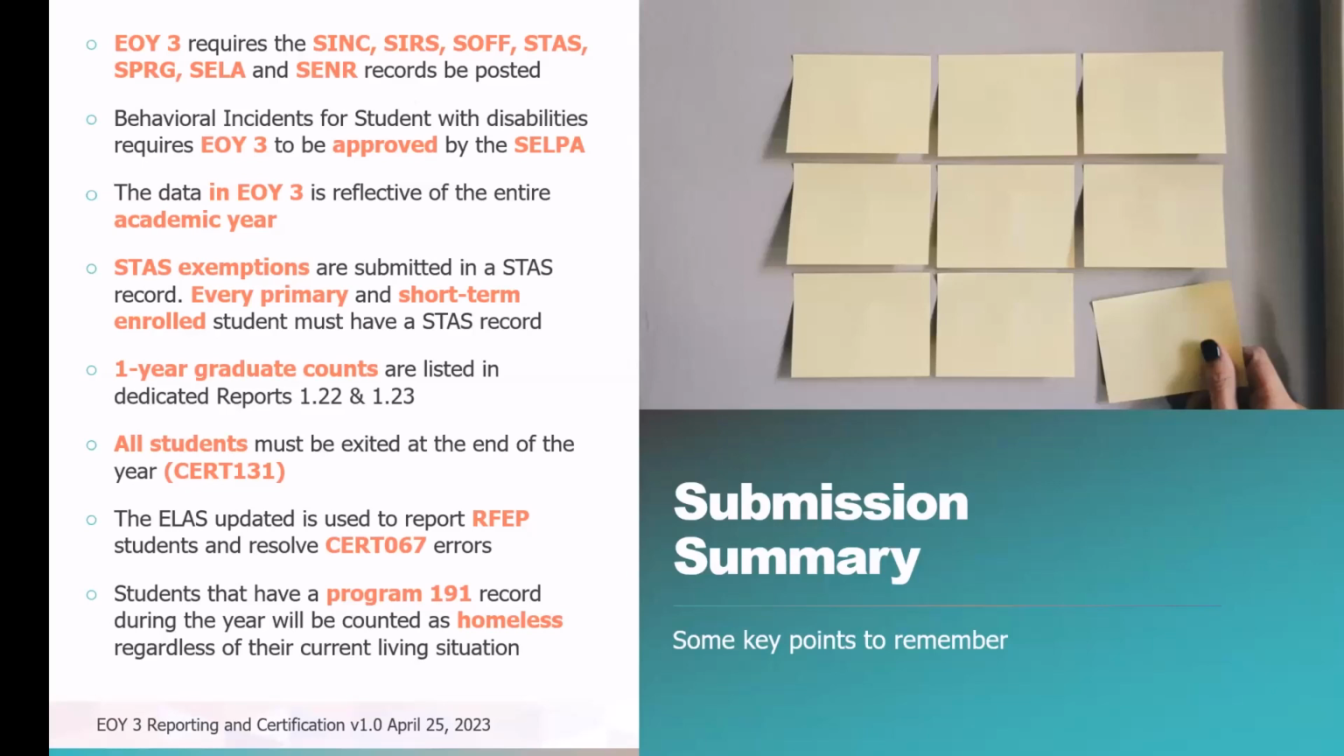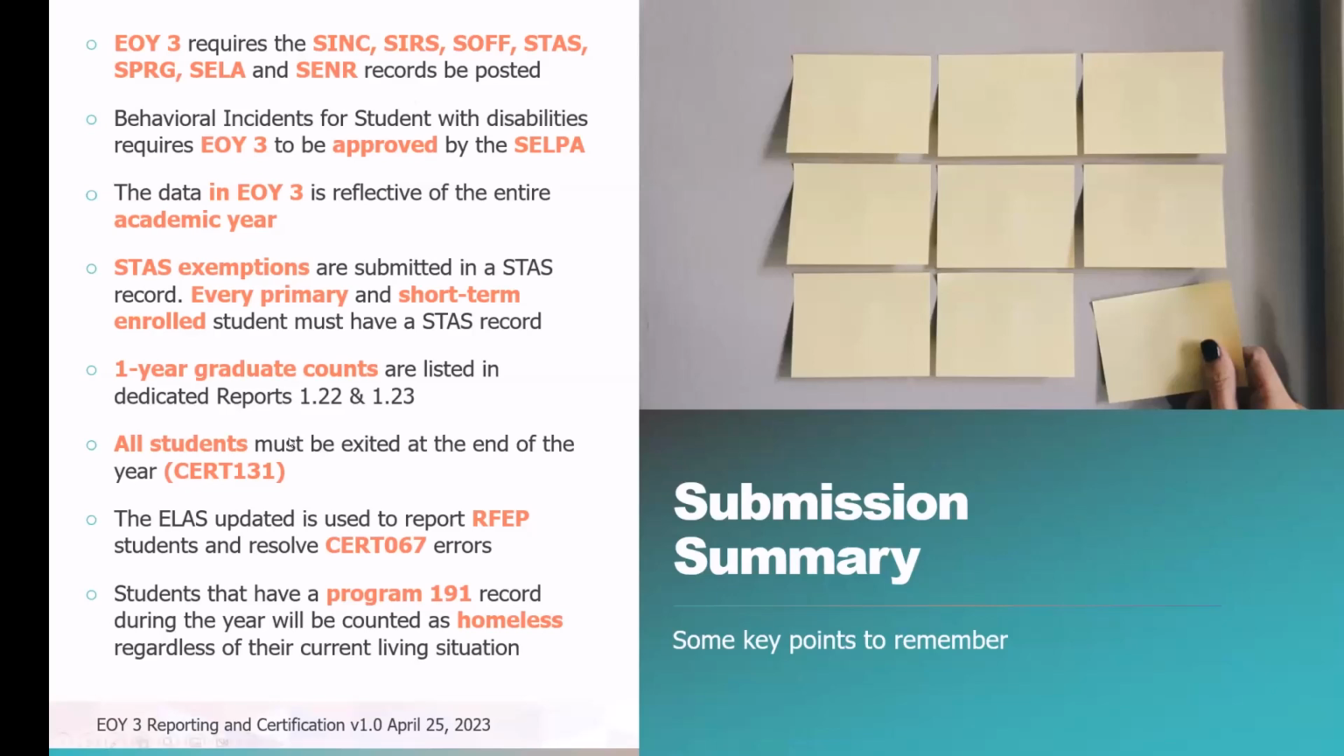Behavioral incidents for students with disabilities require end of year 3 to be approved by the SELPA. Don't forget that. And don't take for granted that the SELPA is waiting for you. I've worked many weekends trying to round up SELPAs who were unavailable because I'm working and they're on vacation. So you want to certify early and give them adequate time to do what they need to do.